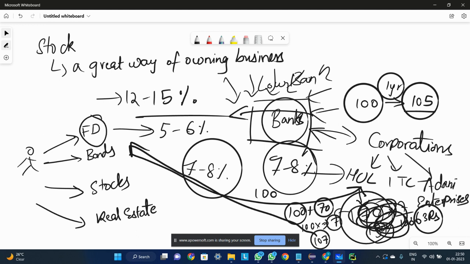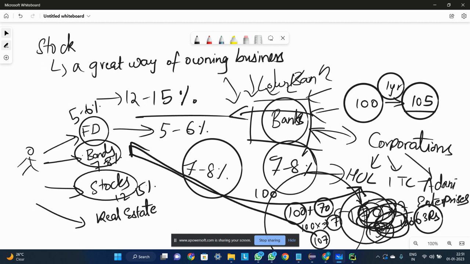So in FDs, you're going to receive 5 to 6% returns, bonds 7 to 8%, stocks 12 to 15%. That is typically explained by this whole equation. And for real estate, the typical returns can be much larger or much lesser depending on the property. If you're owning commercial real estate, there's a probability that you can earn 14 to 20% return. In some cases they will earn even more.